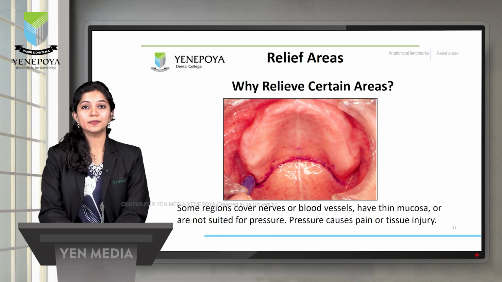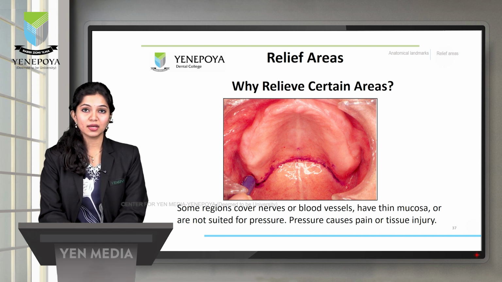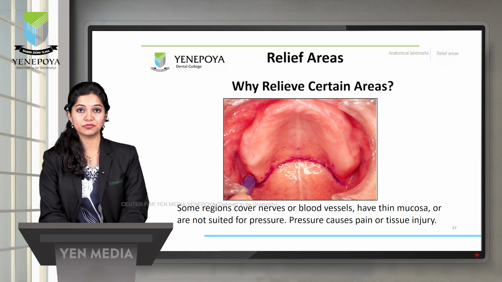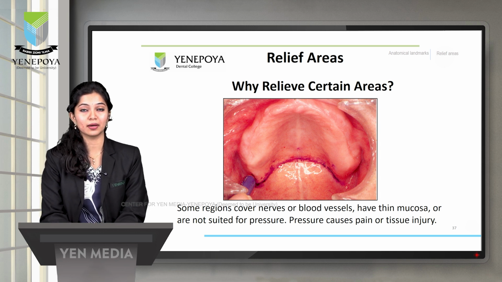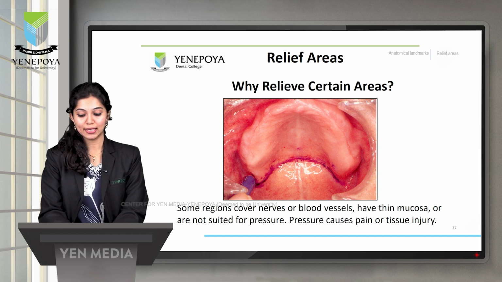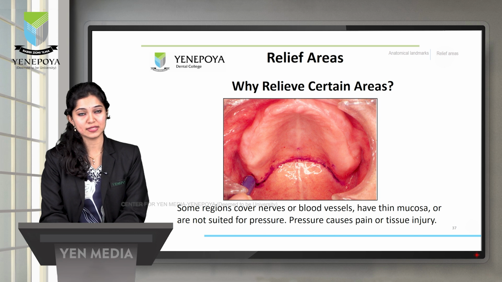Now we have covered your stress bearing areas and your limiting areas. Like we saw in the first slide, we classified maxillary landmarks into three: limiting structures, your relief areas, and your stress bearing areas. We have covered the first two, the stress bearing and limiting areas. Let's move on to the last part of the discussion, the relief areas.